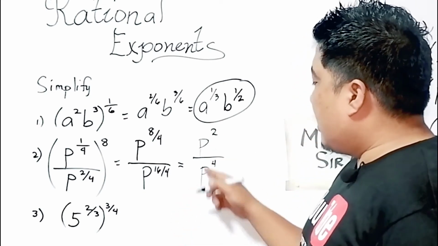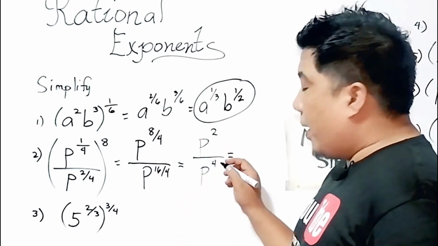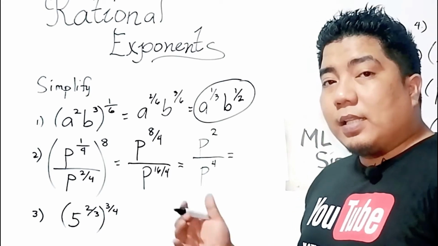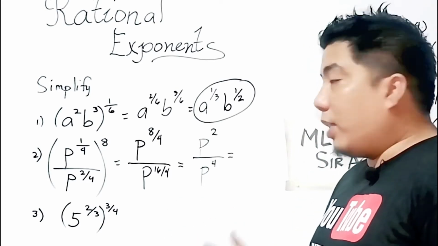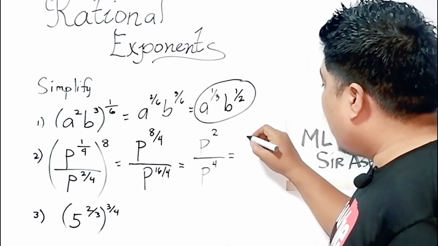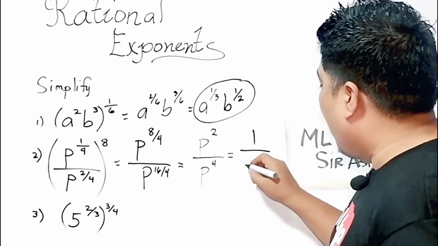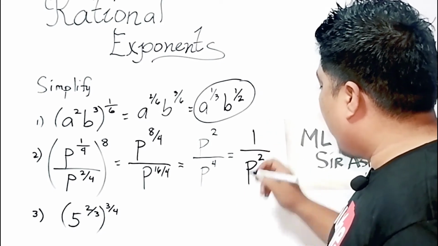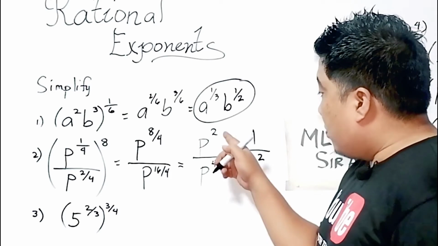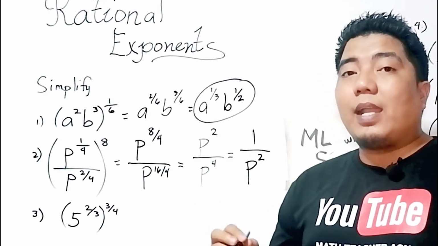However, since they have the same base, I can apply the quotient rule, but since the denominator has a bigger exponent than the numerator, then this means that I will have 1 over p squared. Because 2 minus 4 is negative 2.